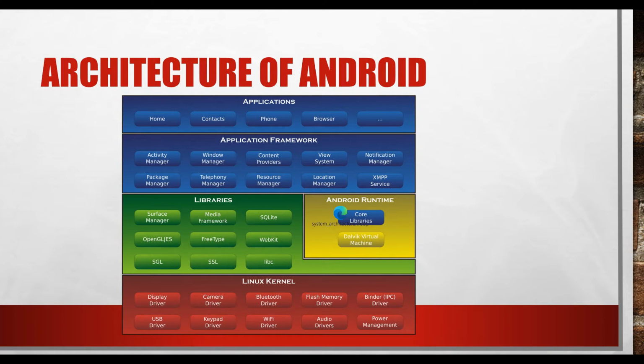Here the security also comes from top to bottom. If the bottommost layer, the Linux kernel, is compromised or has some error, the security flaws will be more. In the applications, it is limited to the application. Each application will have one package name and one process ID. So the security will be from top to bottom.